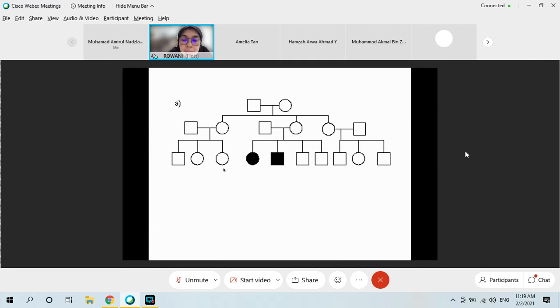Sometimes you get that the parents are consanguineous, but that is not always necessary. So this is autosomal recessive.